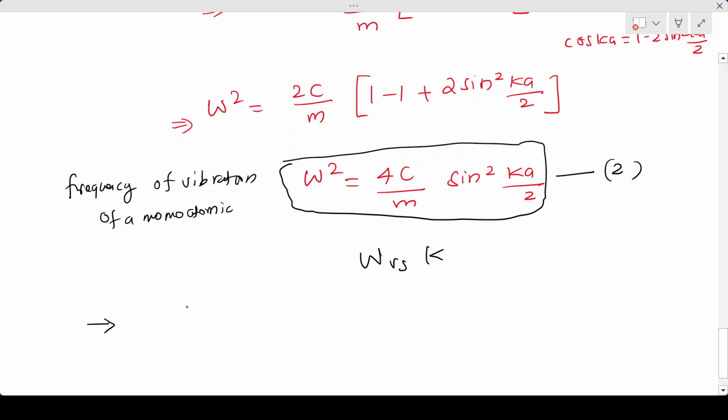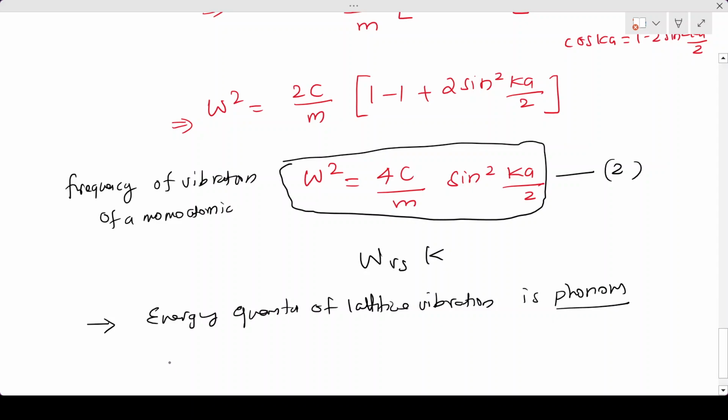Now, at this point, we can actually say that lattice vibrations are basically quantized. You already know that light is quantized, and we call the quantum a photon. Here, the energy quanta of lattice vibration is called phonons. And we also say that when you execute a vibration in a lattice, it will form a wave. The wave formed due to the lattice vibration is called an elastic wave.